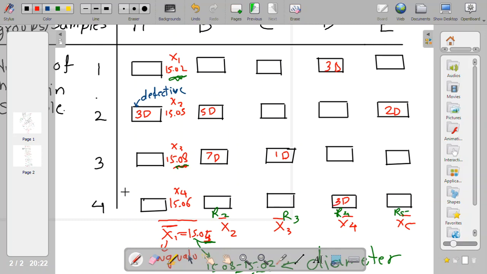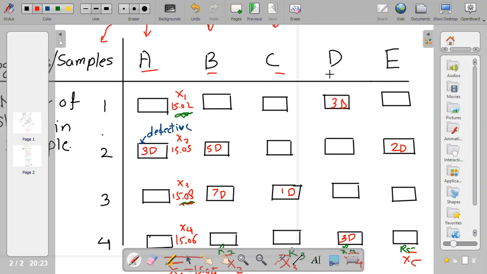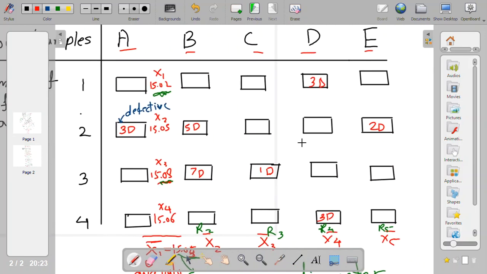Okay, so what is the definition? How many total number of defects, or total number of defects divided by total number of subgroups or total number of samples. So just add this. So 5 plus 3, 8, 8 plus 7, 15 I think. 15 plus 1, 16. Okay, 16 plus 3, 19, 19 plus 3, 22, and 22 plus 3 I think 24.